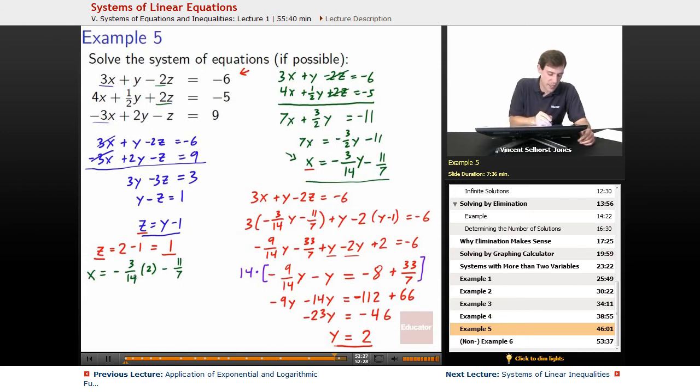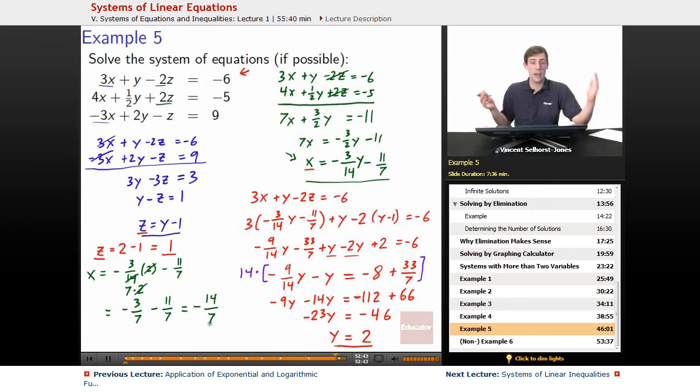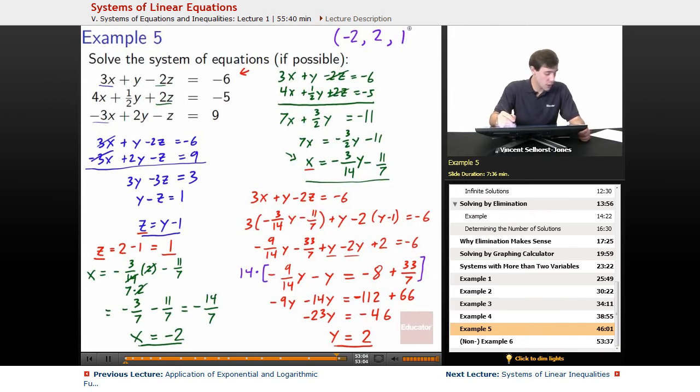So negative 3 over 14 times 2, well, we can break this into 7 times 2. So the 2's cancel out, and we've got negative 3 over 7 minus 11 over 7. Negative 3 over 7 minus 11 over 7 gets us negative 14 over 7, because they've got the same denominator, so they combine. Negative 14 over 7 simplifies to x equals negative 2. Great. So at this point, we found our x value, our y value, and our z value. In the end, the point that works in all three of these equations is negative 2, comma 2, comma 1. Great.